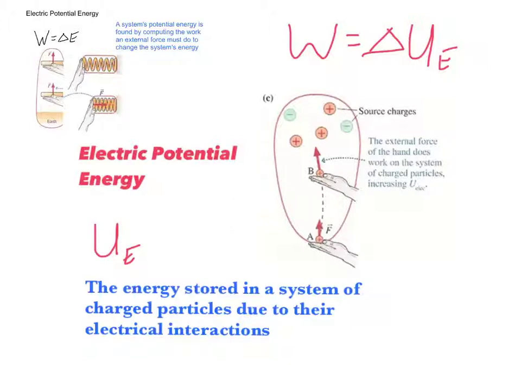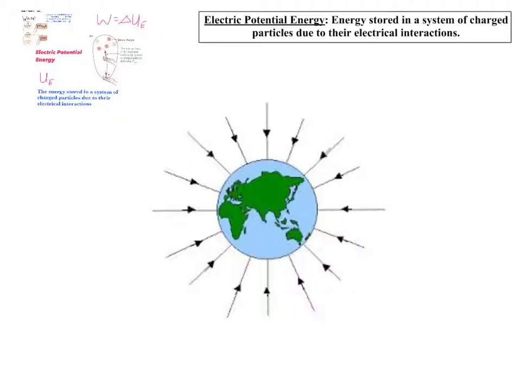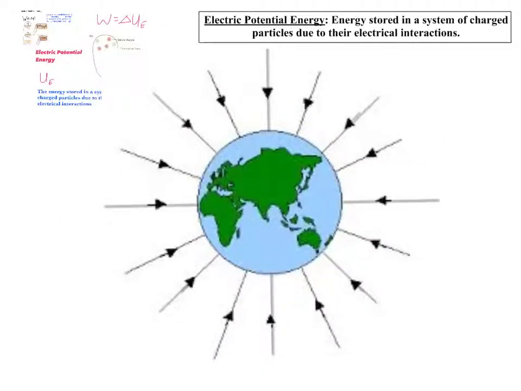Unlike gravitational potential energy, though, electric potential energy will increase or decrease relative to the type of charges that we're dealing with. For example, when we lift an object, we're moving it in the opposite direction of a gravitational field. So when we lower an object, we're moving it in the same direction as a gravitational field. So gravitational potential energy will increase when we move an object in the same direction as the field and decrease when we move it in the opposite direction of the field. This is because gravitational fields always point toward the center of the mass.